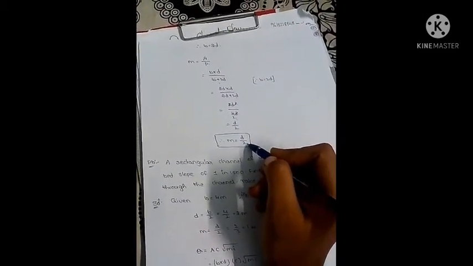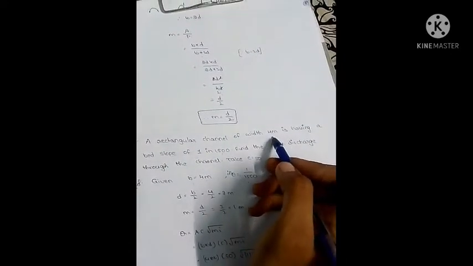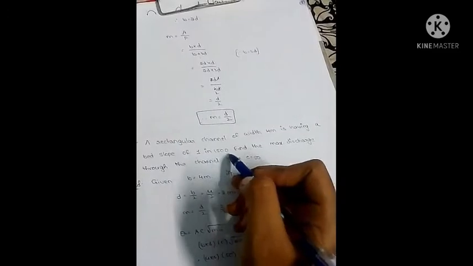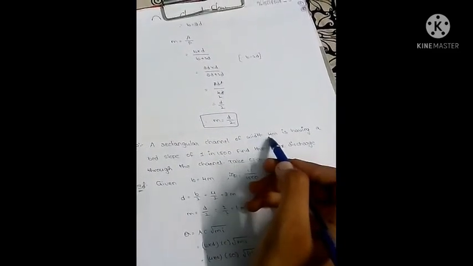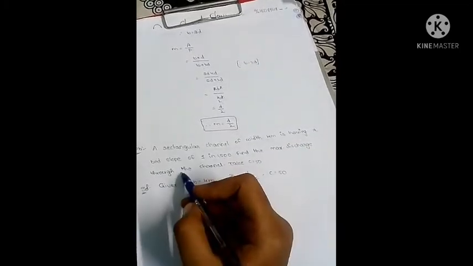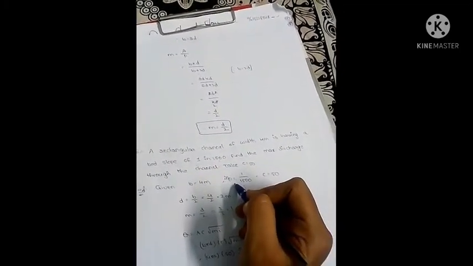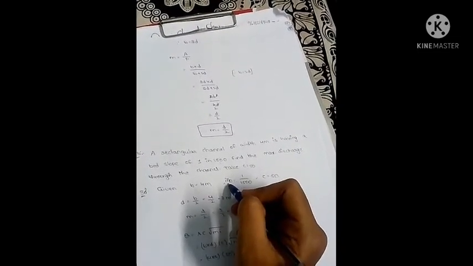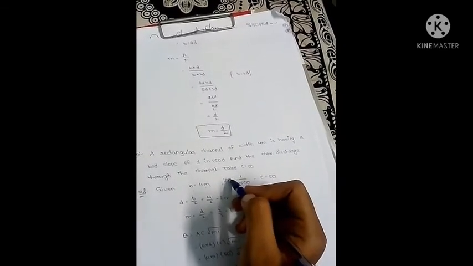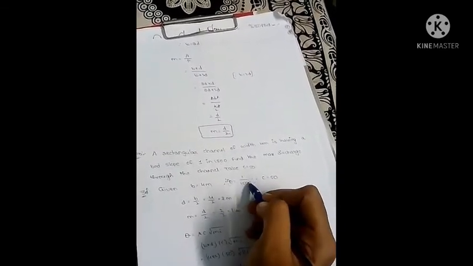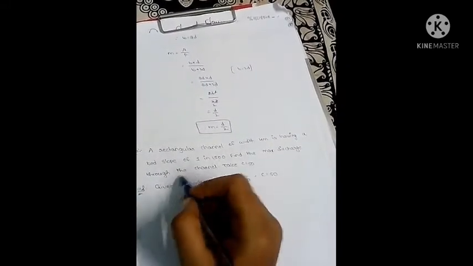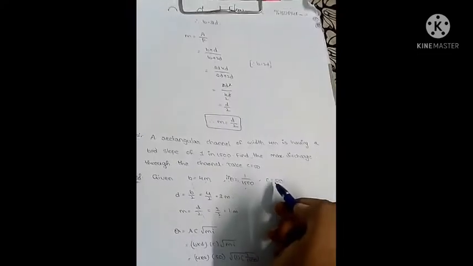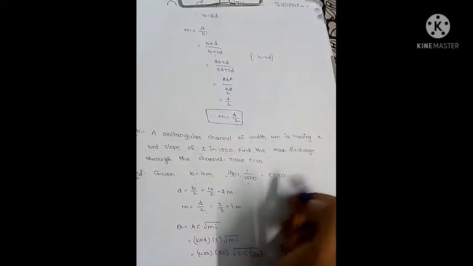This is the derivation. For more understanding, let us see a small problem on this derivation. A rectangular channel of width 4 meter is having a bed slope of 1 in 1500. Here width is given: b is equal to 4 meter. Bed slope is given; in some cases bed slope is indicated with theta, and in some textbooks it is indicated with I. Whatever it may be, we can indicate in both. So I or theta is equal to 1 by 1500. Find the maximum discharge through the channel. Take C is equal to 50. Here C is given as 50.